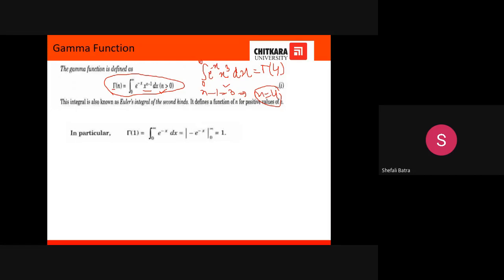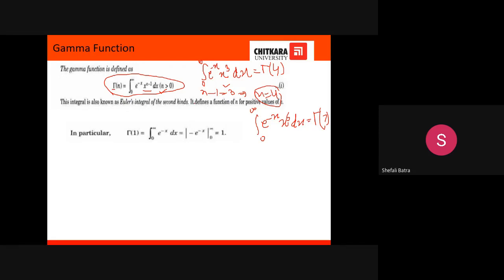Is it clear? Okay. Similarly, I'm asking again 0 to infinity e raised to power minus x, x raised to power 6 dx. Write this integral in form of gamma function. Now tell me, what will be the answer? Ma'am, gamma 7. Good. We just compare this power 6 with n minus 1, and n would be 6 plus 1. So it would be gamma 7. After that, I will tell you how to evaluate this. What is the value of gamma 7? What is the value of gamma 4?